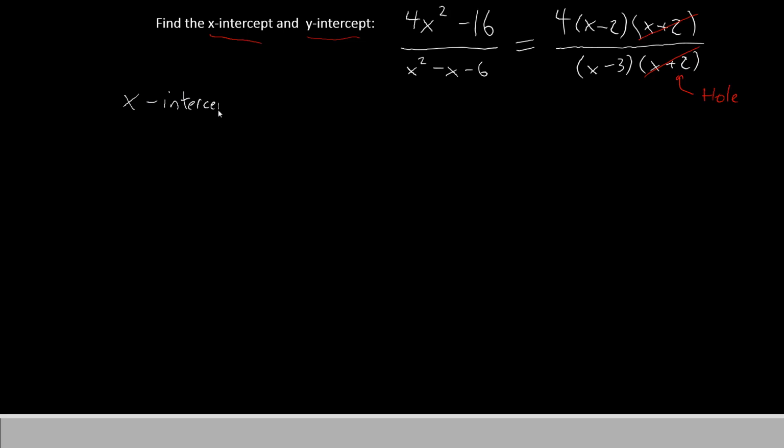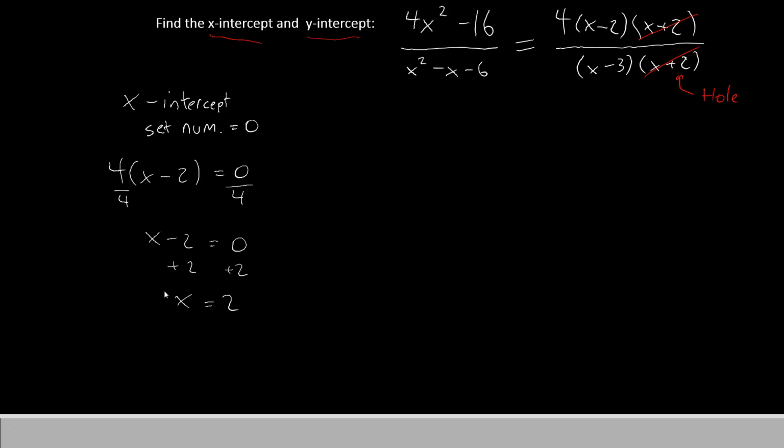the first thing we want to do is set the numerator equal to 0. The numerator that we are going to use is the simplified one here with the hole canceled out, 4 times x minus 2. We'll set that equal to 0. Well, first thing let's do is divide by 4. Of course, 0 over 4 is still 0. And simply add 2 to both sides. So we'll have x equals 2.